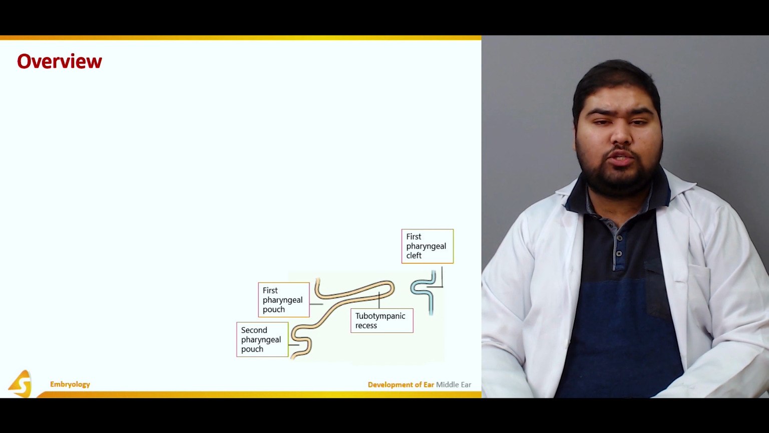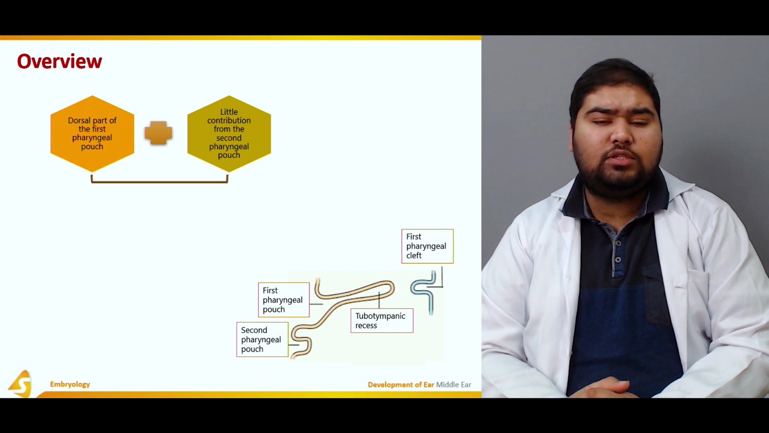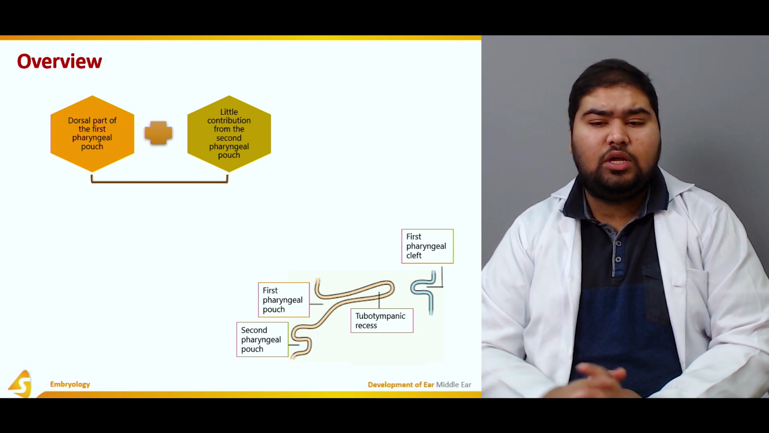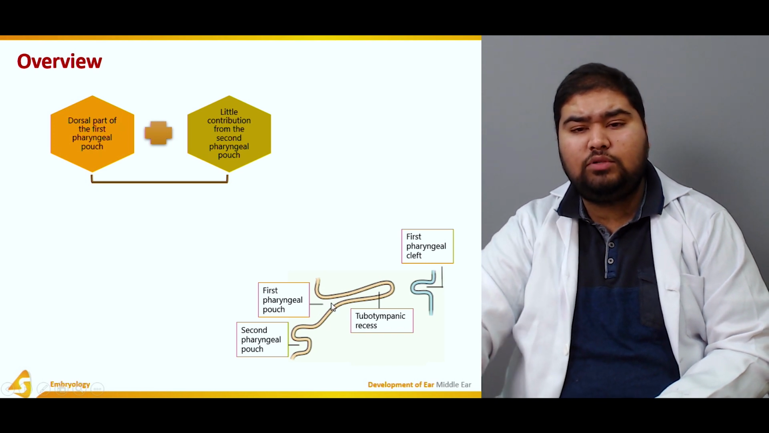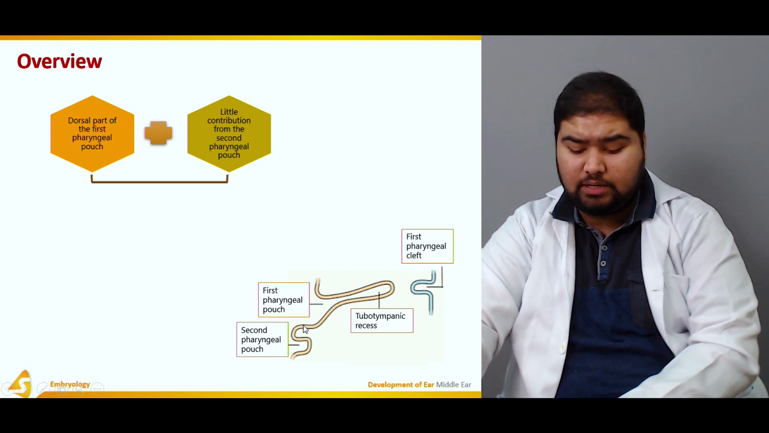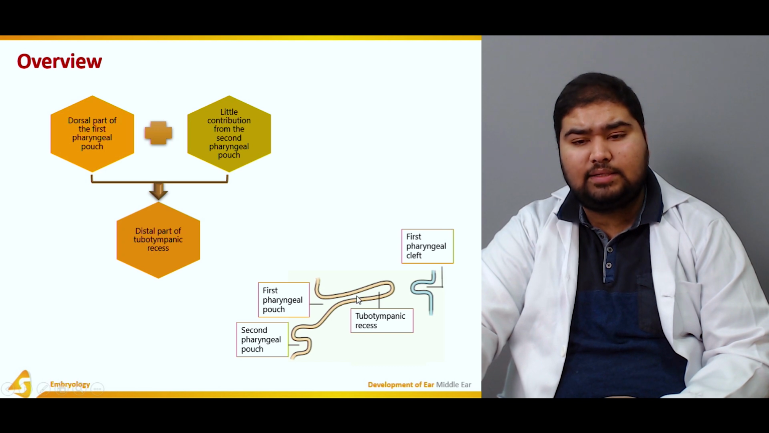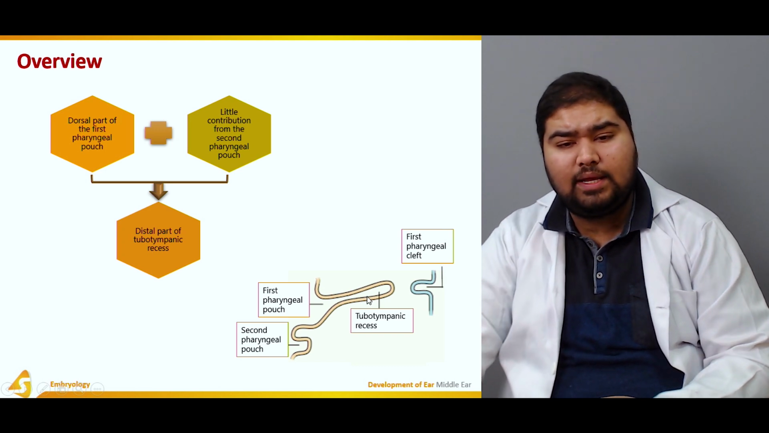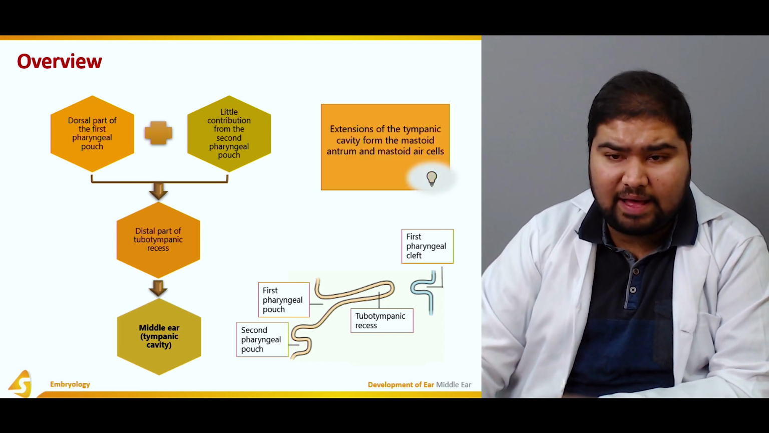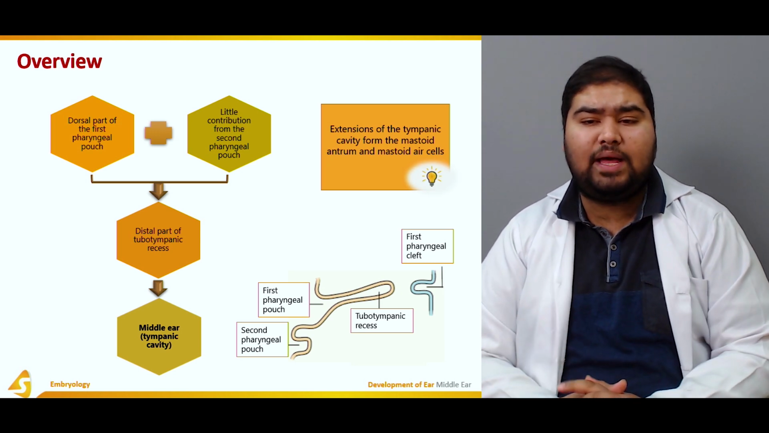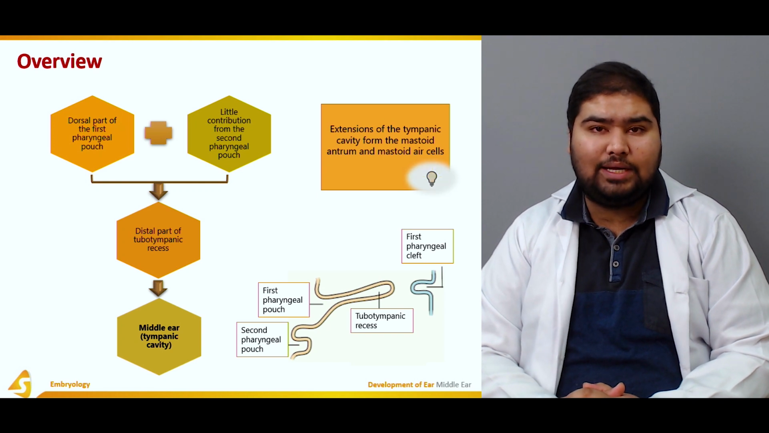So, getting into it, first of all, the ossicles of the middle ear develop from the dorsal part of the first pharyngeal pouch. You can see this is the first pharyngeal pouch, so the dorsal part of the first pharyngeal pouch, and there's a little contribution from the second pharyngeal pouch. Both of them and the distal part of the tubotympanic recess, all of these help in the formation of the middle ear or the tympanic cavity. Now the extension of the tympanic cavity forms the mastoid antrum and the mastoid ear cells.